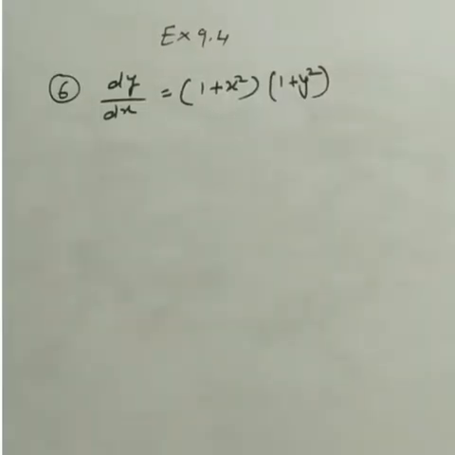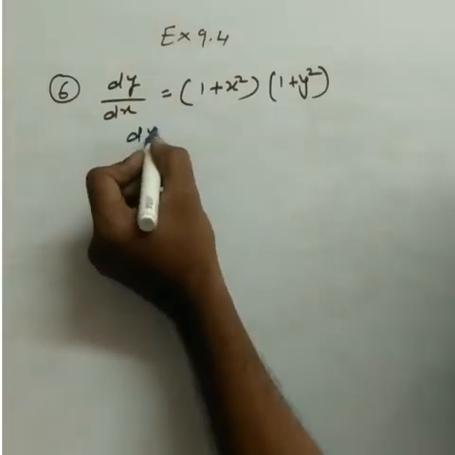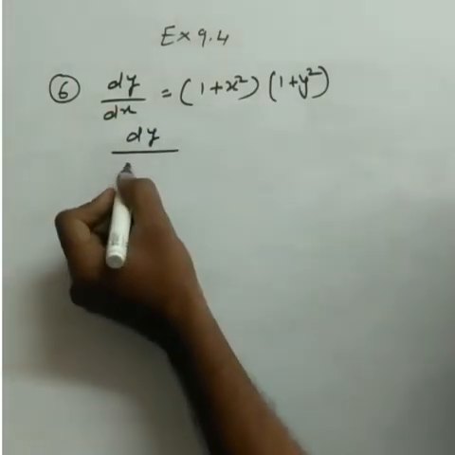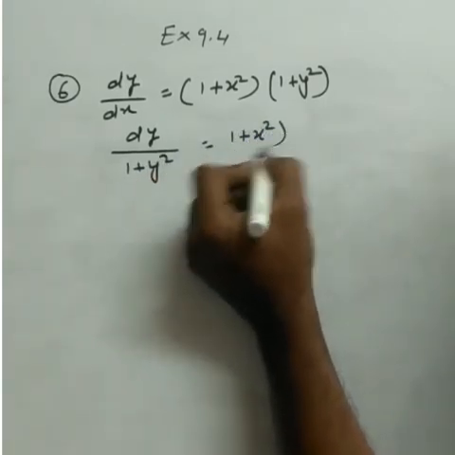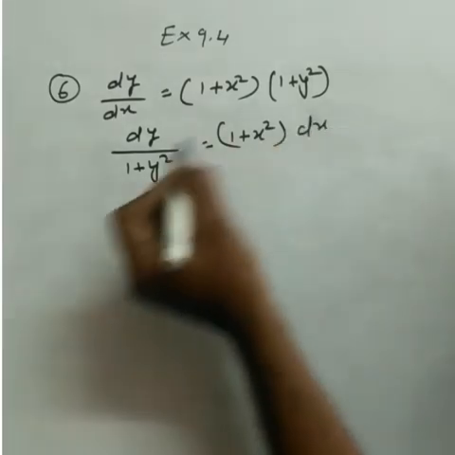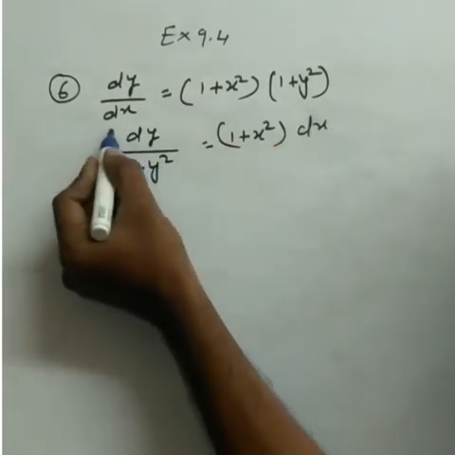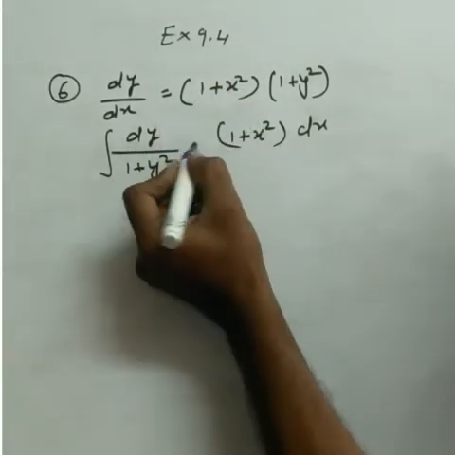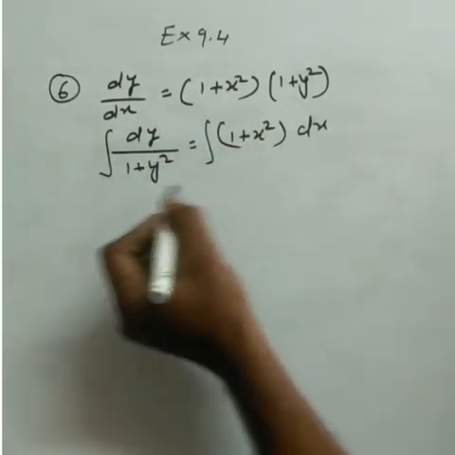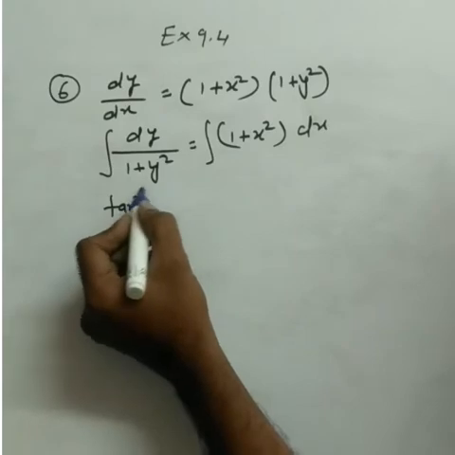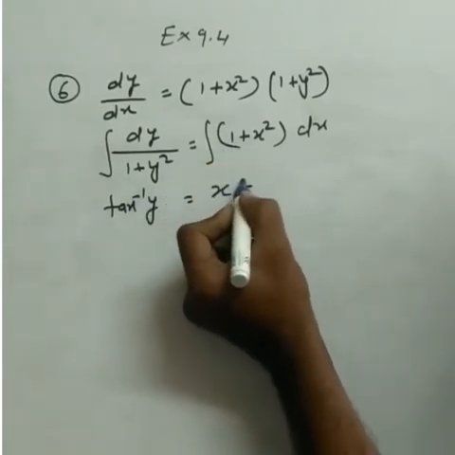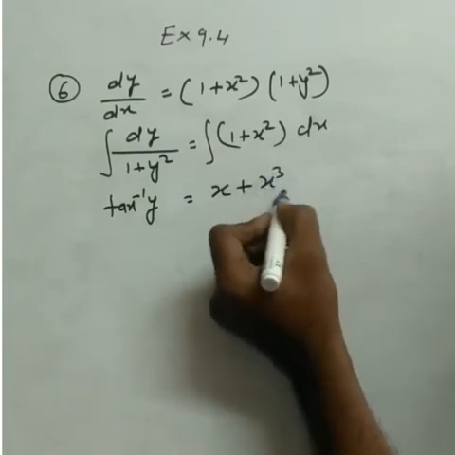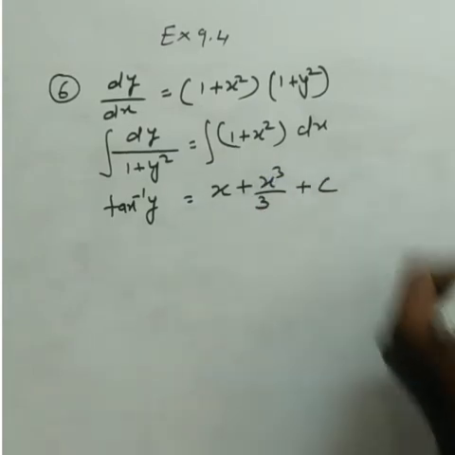Now here to solve this differential equation, we'll separate the variables. dy, shift this bracket here, upon 1 plus y square. 1 plus x square, shift this dx here. 1 upon 1 plus y square, we have to integrate both the sides. 1 upon 1 plus y square is tan inverse of y. Here integration of 1 is x and for x square it is x cube upon 3, plus c. Answer.